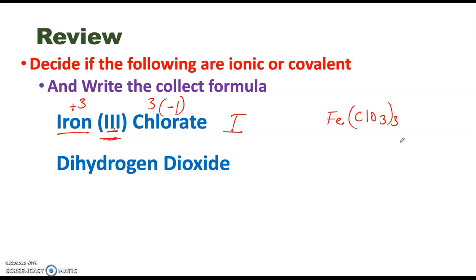Dihydrogen dioxide. Now I see a prefix in front of each word, so that tells me it's covalent. Hydrogen is H. Oxide is oxygen. Di stands for 2, so I better put a 2 after each of these. H2O2, which is also hydrogen peroxide as its more common name.